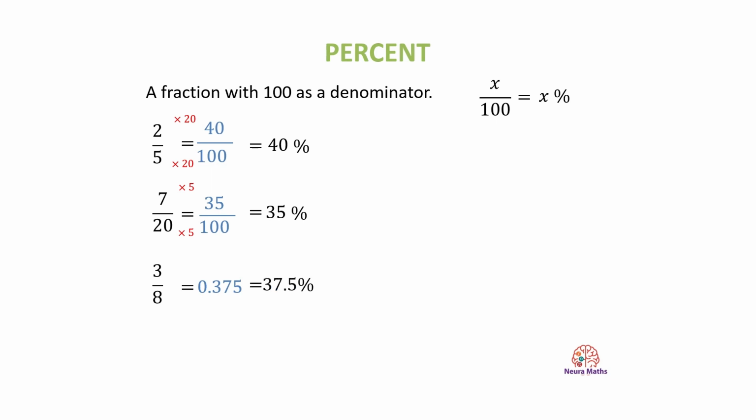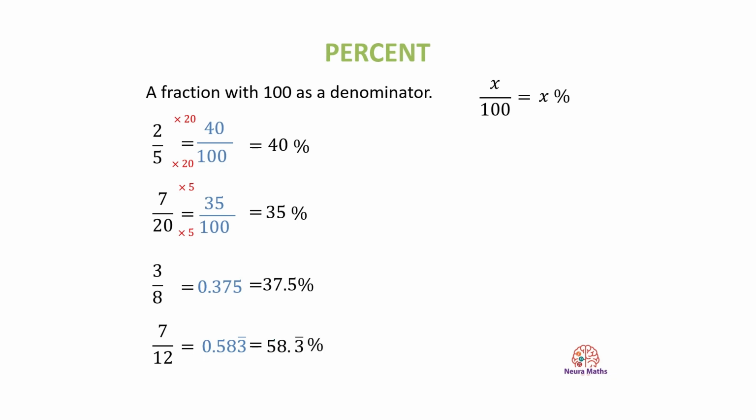Another example, 7 over 12. There is no number to be multiplied by 12 to give us 100, so we convert it to decimals by dividing the numerator by the denominator, which is 0.58, 3 repeating. Now, the percent form of this decimal is 58.3 repeating percent.